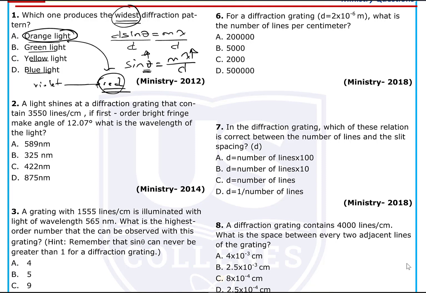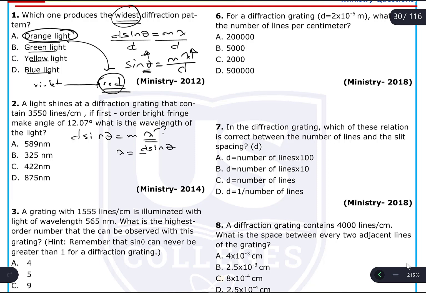Question number 2. A light shines at a diffraction grating that contains 3,550 lines per centimeter. The first order bright fringe makes an angle of 12.07 degrees. What is the wavelength? We are going to use the diffraction grating equation again: d sine theta is equal to m times lambda. This time we will calculate the wavelength, so we have to let lambda alone. Lambda is going to be d sine theta divided by m.